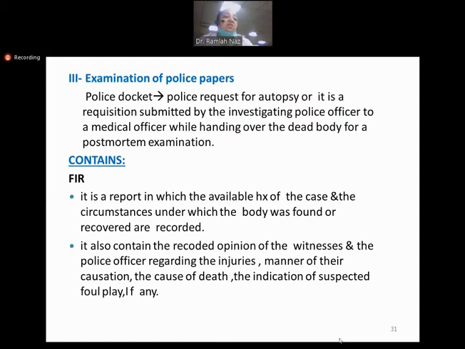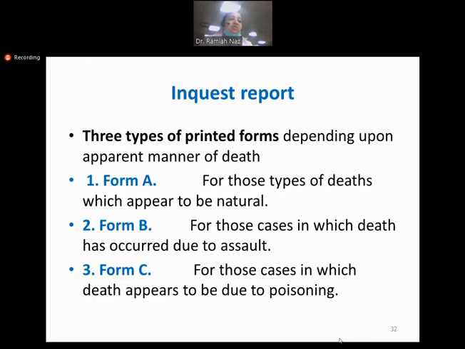It also contained the recorded opinion of the witnesses, like those in the surrounding area who saw or noticed the incident; their statements are also on it, and the police officers regarding the injuries being mentioned according to their criteria, manner of their causation, the cause of the death, the indication of suspected foul play, if any. They all are going to be mentioned in that particular FIR.